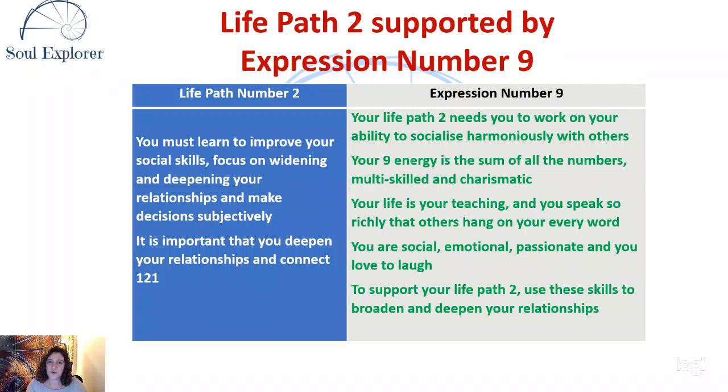So you need to focus on widening, but more importantly, deepening your relationships with people, developing that relationship of service towards them so that they can feel that they can come to you for help and support on an emotional and a practical level. Remember, you're working towards being a very service orientated number, looking after those around you. It's important that you deepen your relationships and connect more on a one-to-one level with people to support your life path 2. So your life path 2 needs you to work on your ability to socialize harmoniously with others.